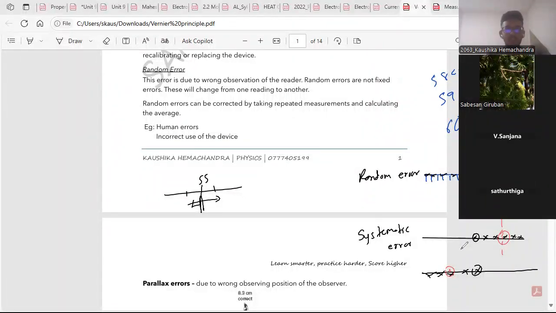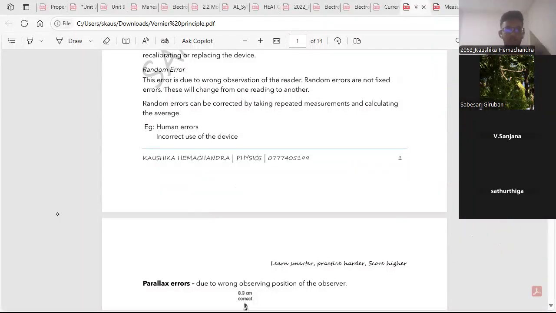Okay? Because random error is due to the person, the reader, the observer. It could be an incorrect use of the device, or it might be a problem with his eyes. He might not see the scale, right? But systematic error is due to wrong calibration or a fault of the instrument. So the readings might be either less than the correct value or greater than the value. It can't be shifted to both sides, so you can't solve it by taking the average. Only the random error can be solved by getting the average, right?